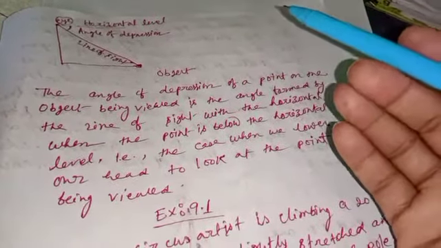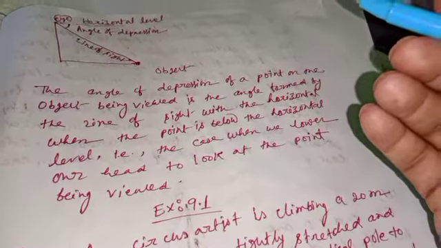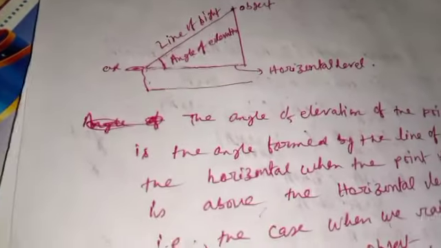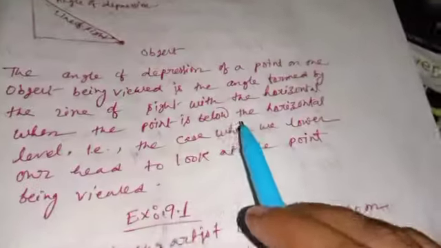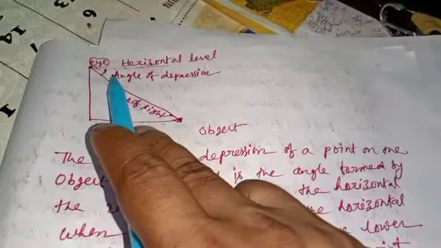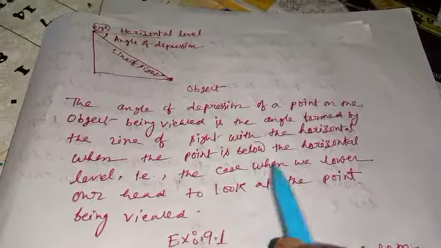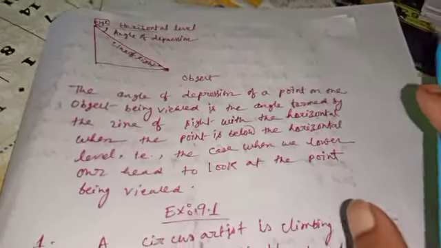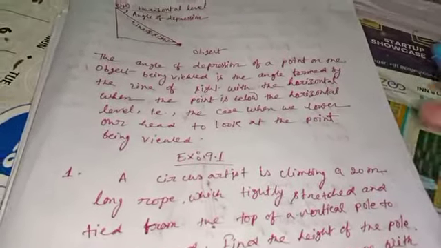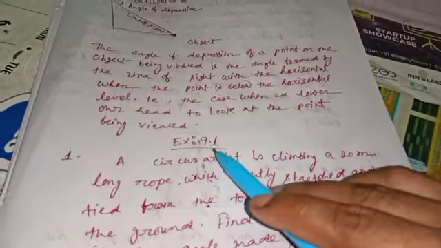Means the angle of elevation is for a point viewed above the horizontal level, and the angle of depression is for a point below the horizontal level. See, this angle is from below the horizontal level, yes or no? It is the case when we lower our head to look at the point being viewed. Clear? All of you understood these concepts of angle of elevation and angle of depression. If you understand these two concepts, now I'm going to solve exercise 9.1.